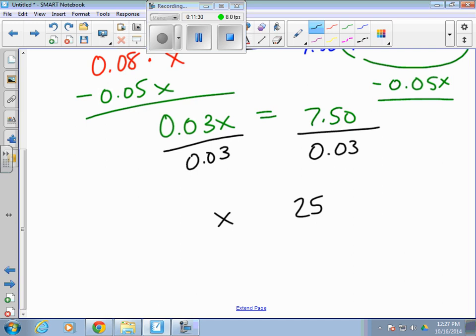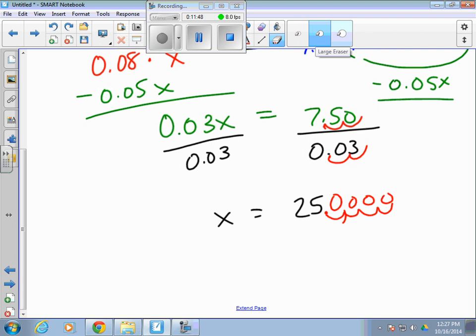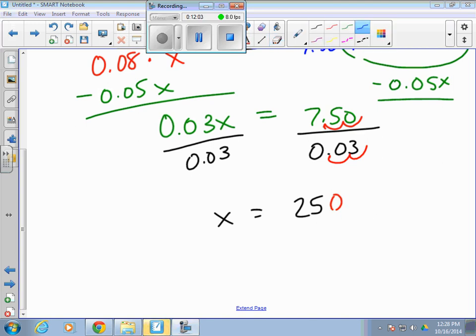So X is going to be 25, but we have to move our decimal 1 time, 2 times, 3 times, 4 times. So we have to go the other way now. 1, 2, 3, 4. I'm sorry, not that many. Only 3 times. Okay, everybody, had a little bit of a mishap right there. 250 is what it's going to come out to, with your zeros. Okay. So X equals 250.